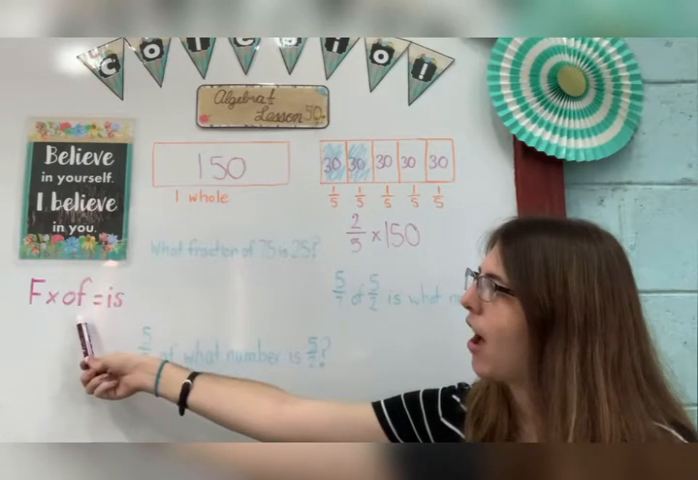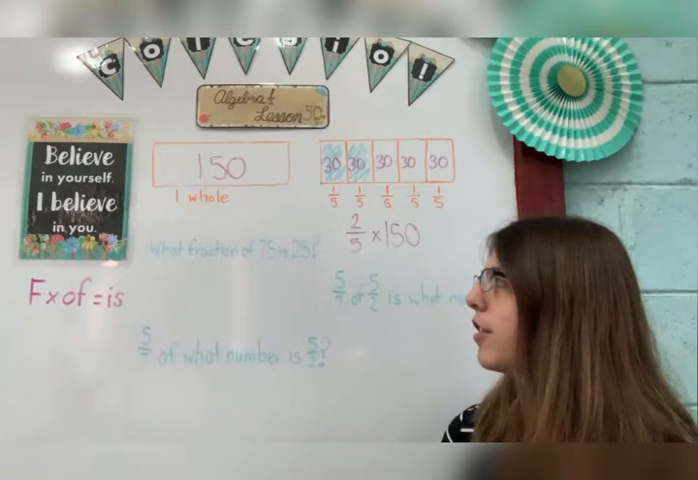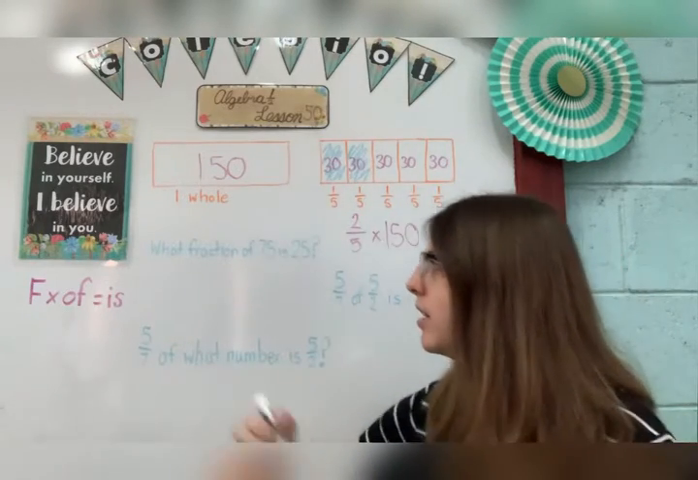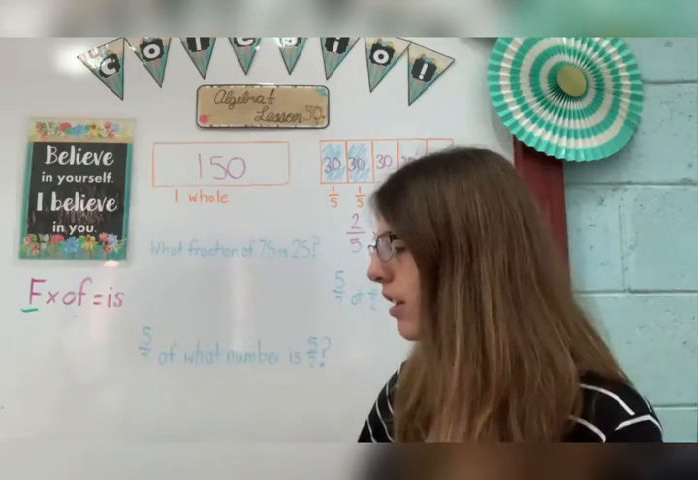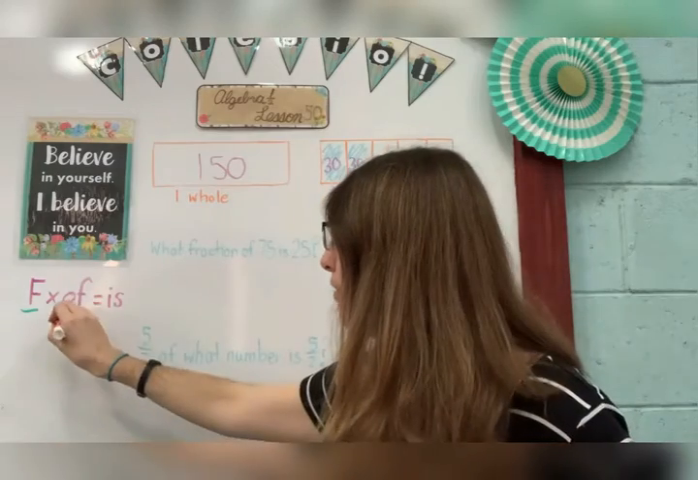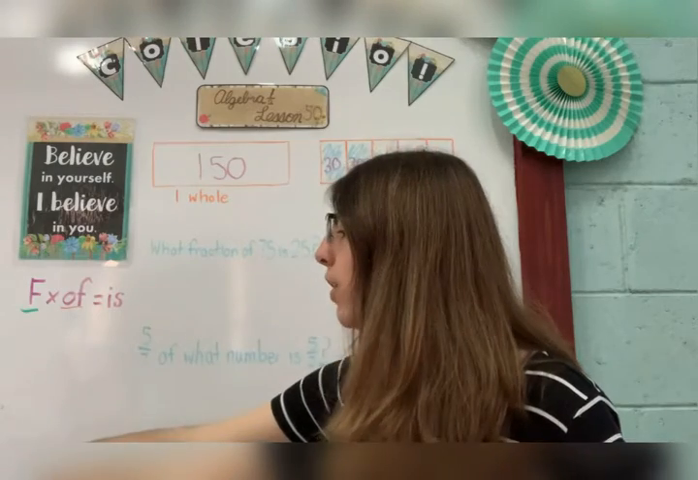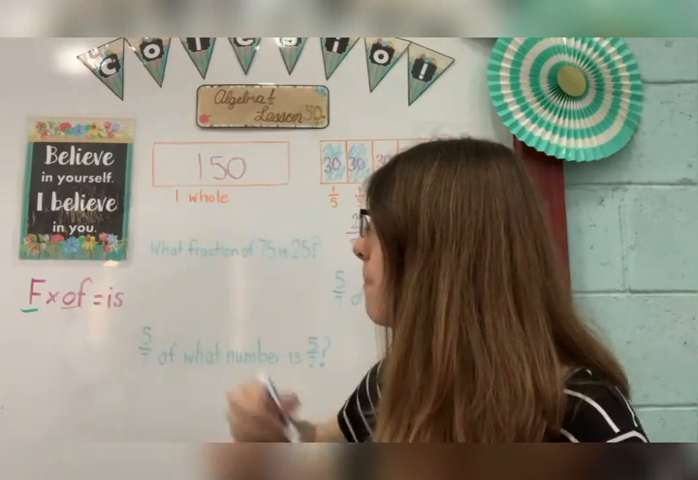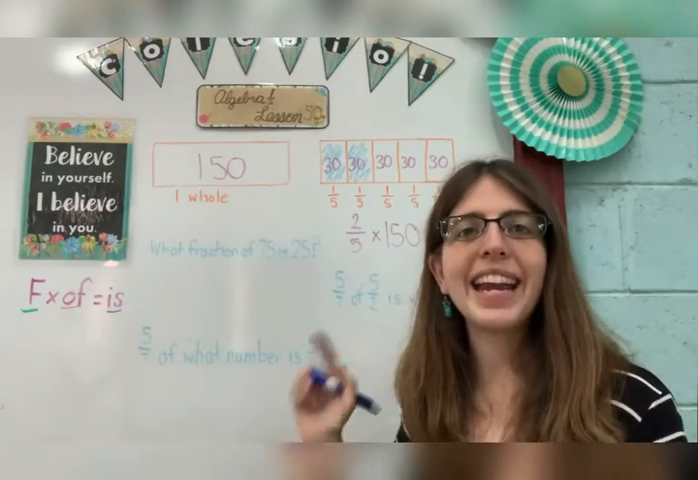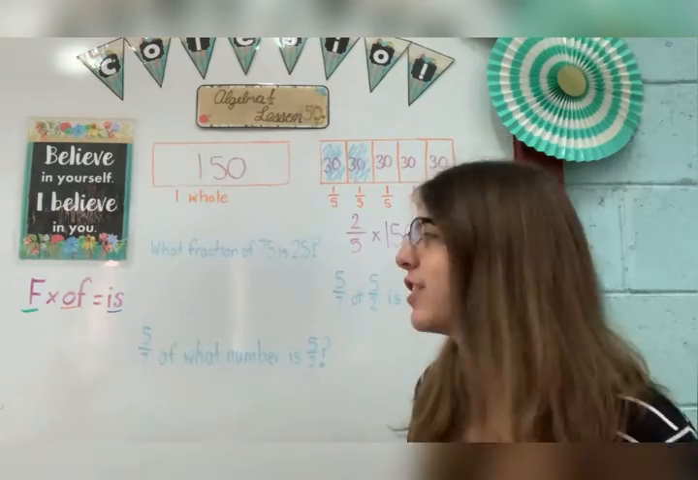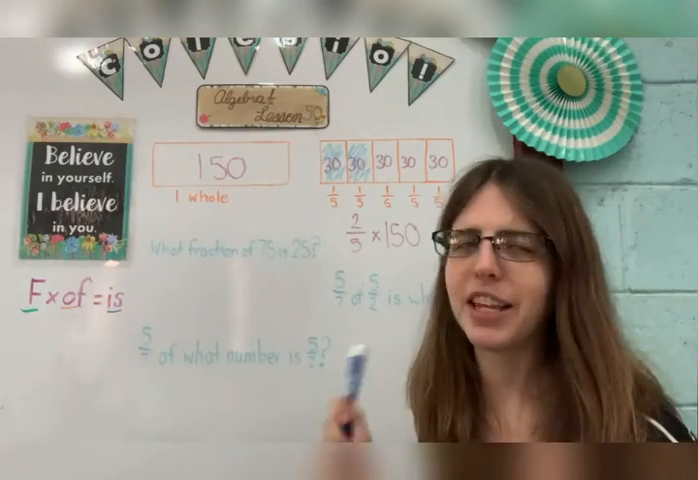F times of equals is. F is a fraction, so it means the fraction times of, so of what number? The number that you're finding the fraction of is. So what does that number equal? So the fraction times a number is what number? We can easily find any of these 3 parts as long as we know the other 2 by using this equation.